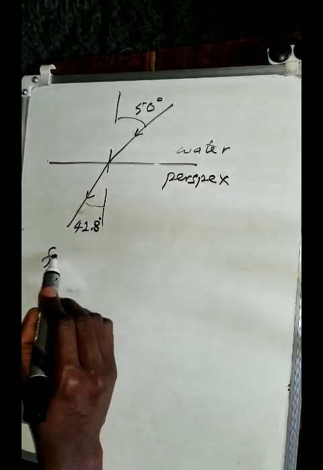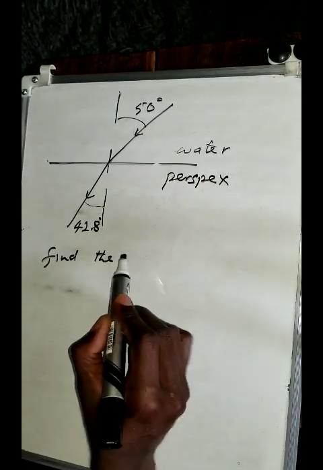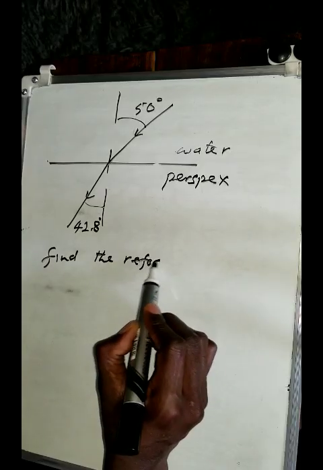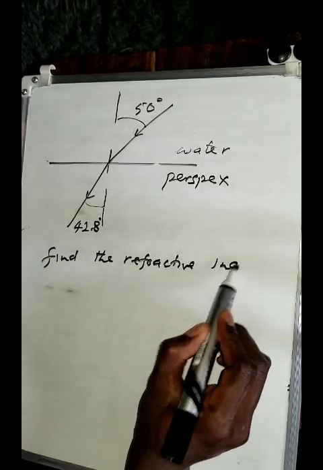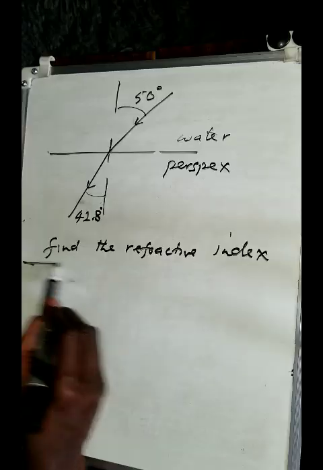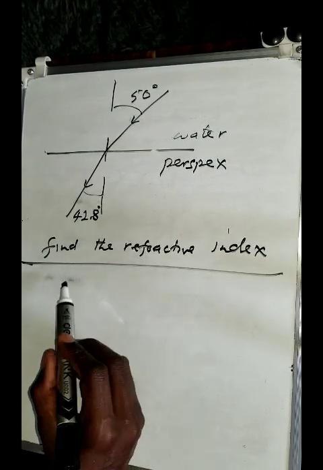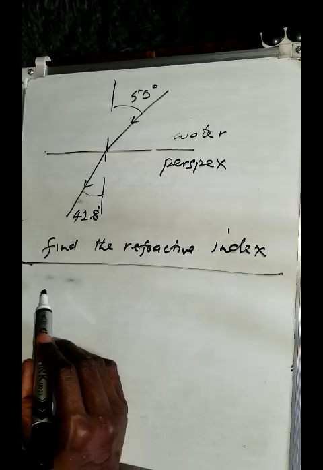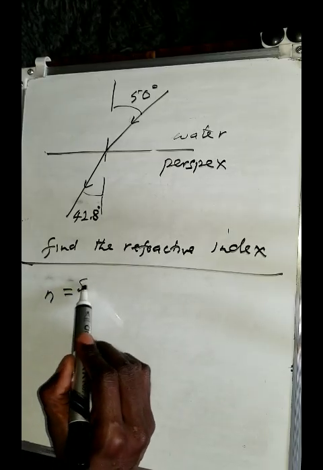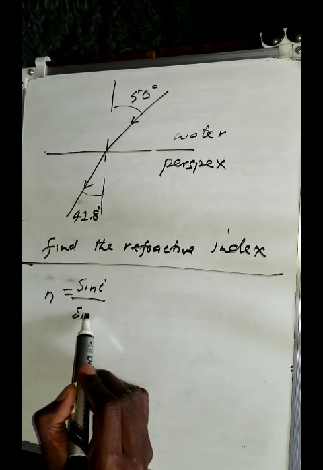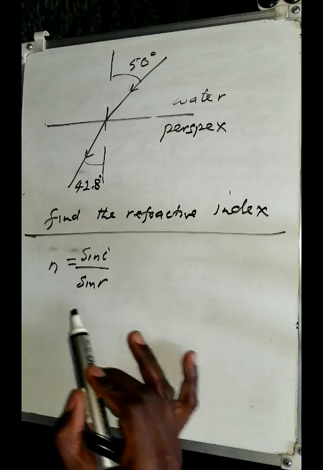And I tell you to say find the refractive index. So how do you go about that? Again, it's very simple. You just need to identify, in this case, so we can simply say refractive index is sine I over sine R. So that's what we are going to have there.